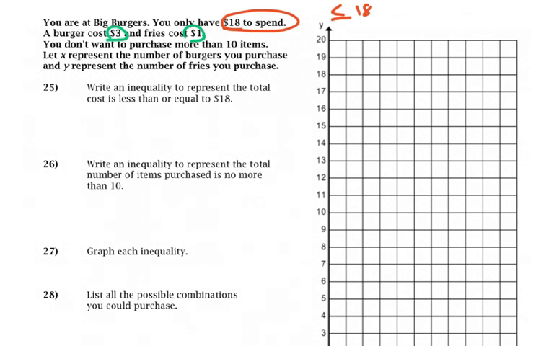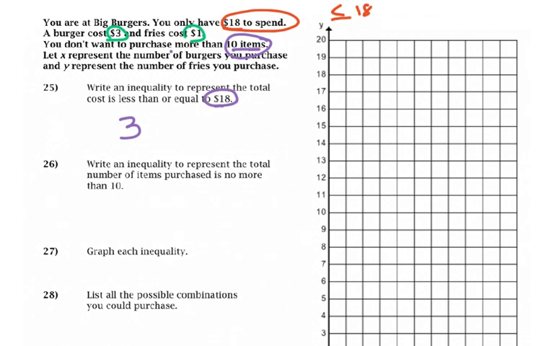Now, there's a couple of other things that I have to keep in mind. It says I don't want to purchase more than 10 items. Maybe I can't carry more than 10 items. So could I buy 18 fries? No, because I can only take 10. So that's a limitation. So number 25, it says, write an inequality to represent the total cost is less than or equal to $18. So what do I write about the burgers and the fries being less than or equal to $18? So I'm talking about the cost of the burgers and the cost of the fries. So $3 per burger, $1 per fry, and it has to be less than $18.